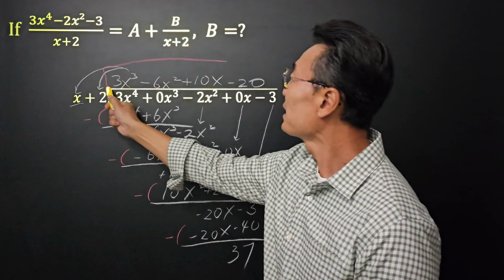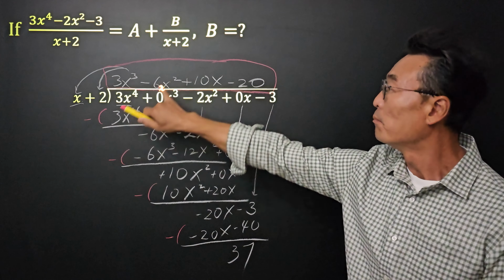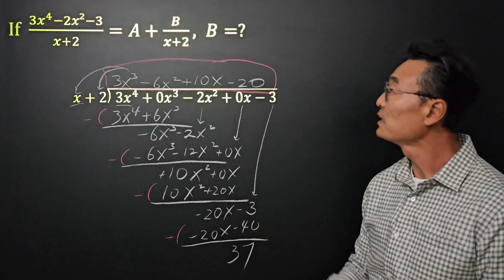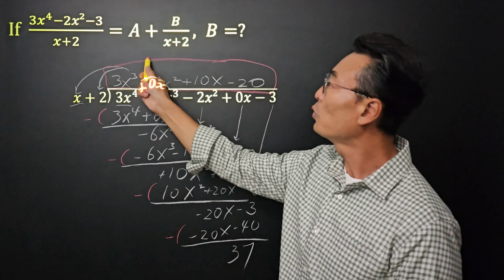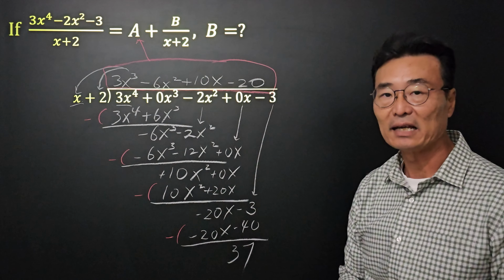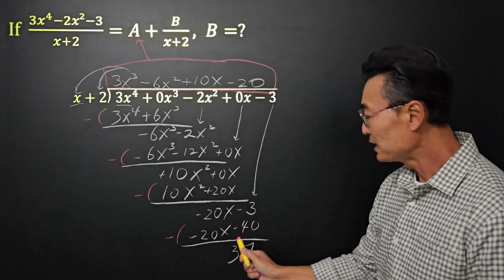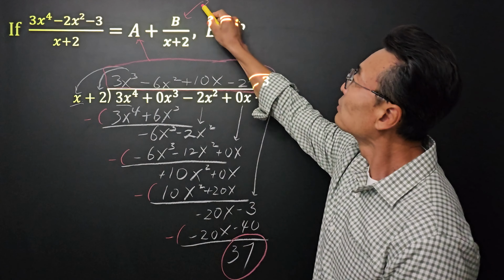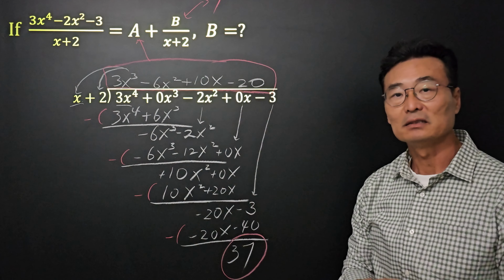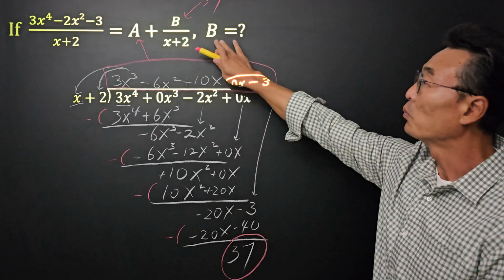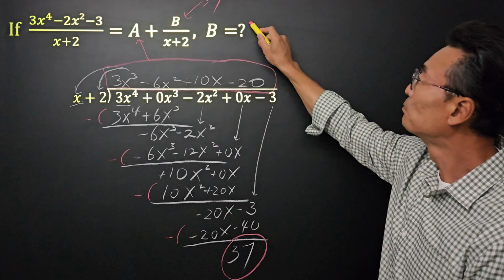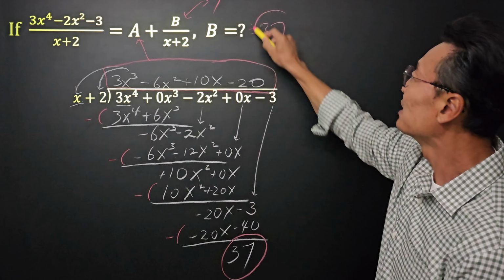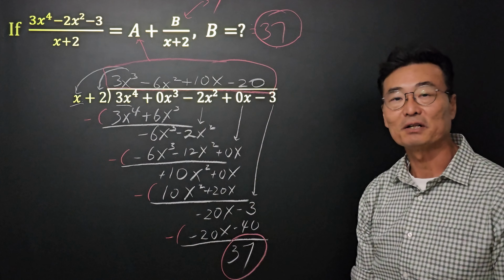So the 3x cubed minus 6x squared plus 10x minus 20 is our quotient, or that's what a is equal to. And then the 37, or the remainder, is what b equals to. Then, what's our final answer? 37 is going to be our final answer.